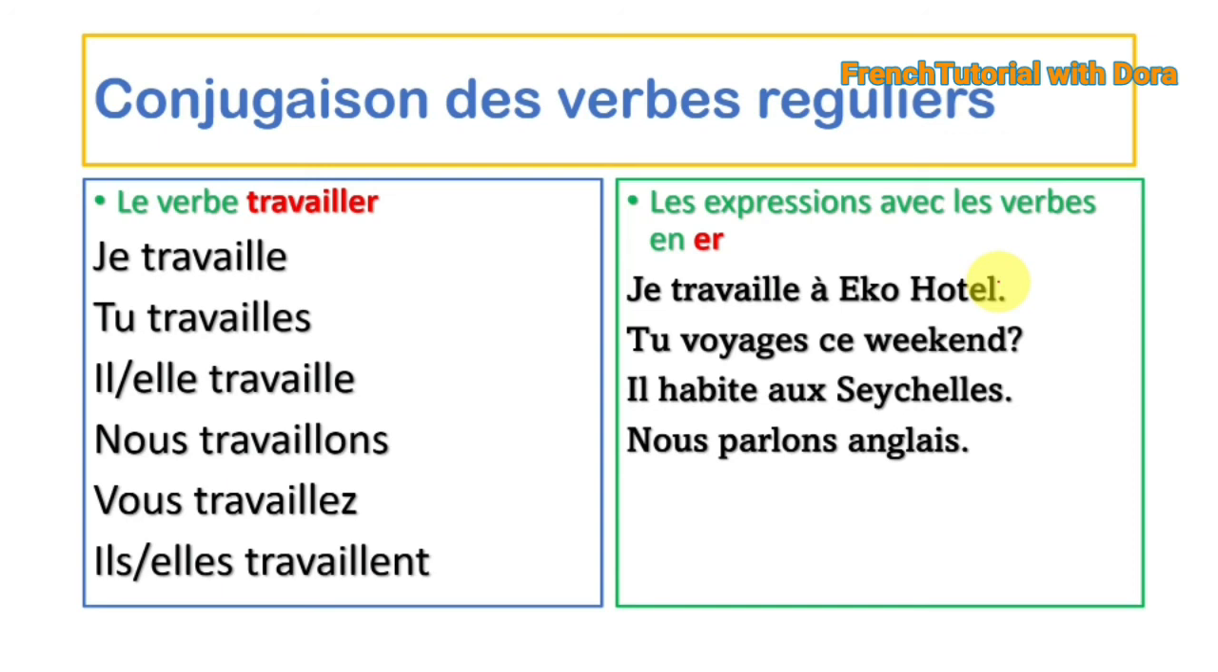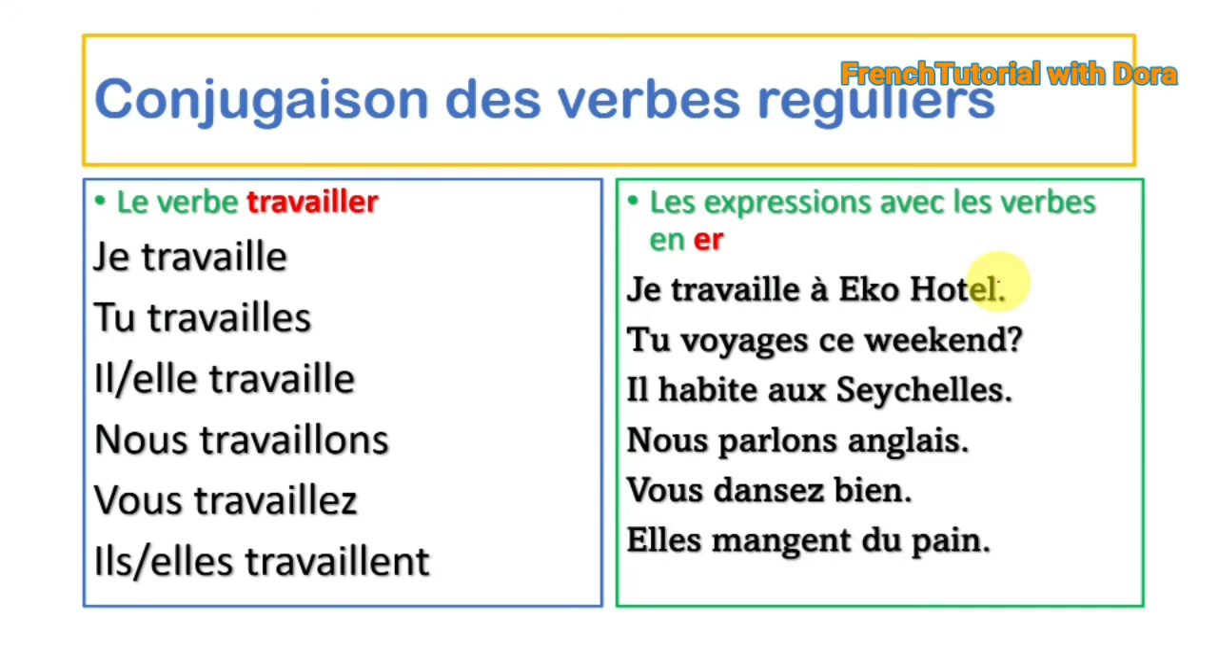Nous parlons anglais. We speak English. Vous dansez bien. You dance well. Elle mange du pain. She eats bread.